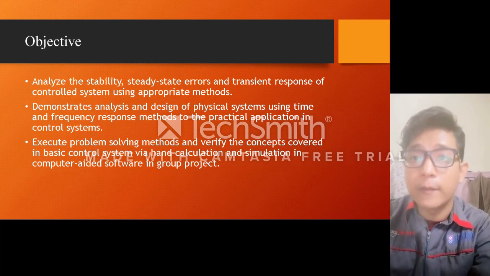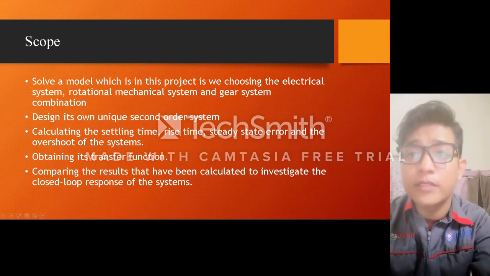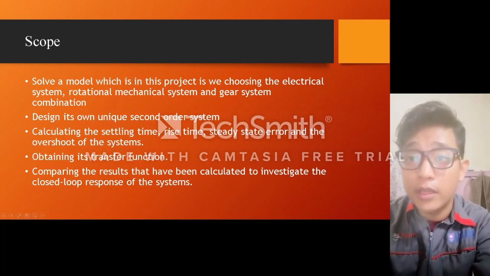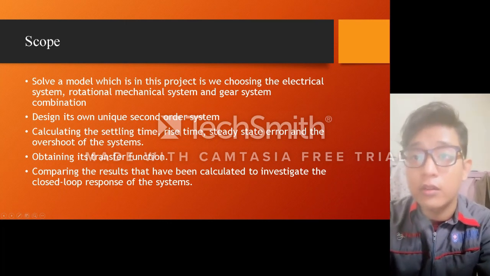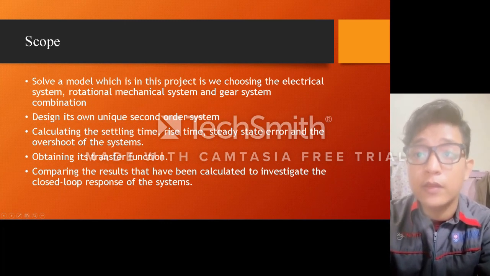So for the scope of this project, it's mainly to solve a model, which in this project we are choosing the electrical system, rotational mechanical system and a gear system combination. Design its own unique second order system, construct the system diagram and assign all variables and parameters suitable for the system and obtain the transfer function of the system.